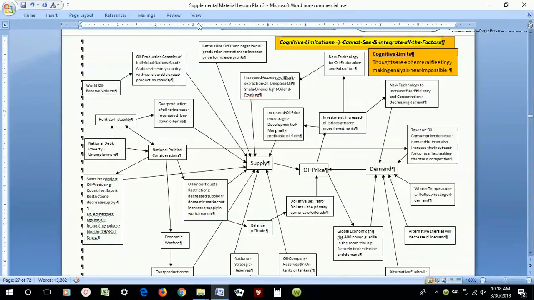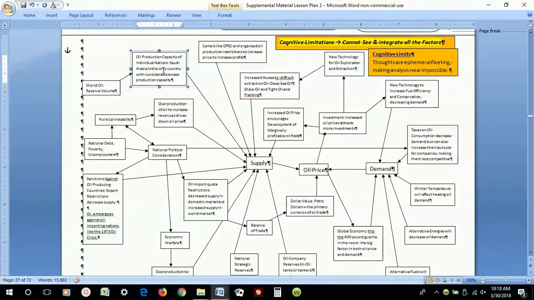You have to discover this stuff. You have to do exploration, right? So oil production, and this is dependent not only on existing reserves, but on production capacity, right? So you have reserve volume, and another factor is oil production capacity. If you know of it, but you don't have the capacity to pump it out of the ground and ship and transport it, then it doesn't do any good. So oil production capacity of individual nations. Saudi Arabia, for example, is one of the few countries that has massive excess production capacity.